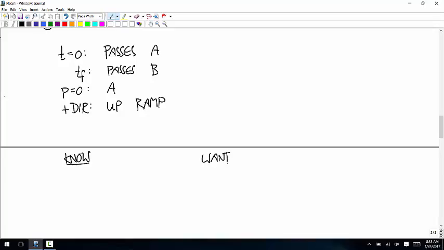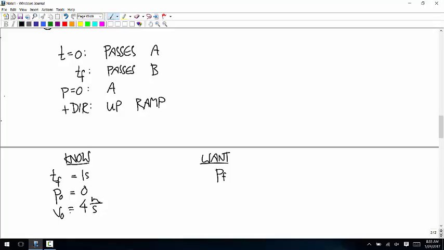So we're trying to find the position when it reaches point B. So we're trying to find PF. We know that TF is 1 second. We don't know acceleration. P initial, or P sub 0, is 0. V sub 0 is 4 meters per second.